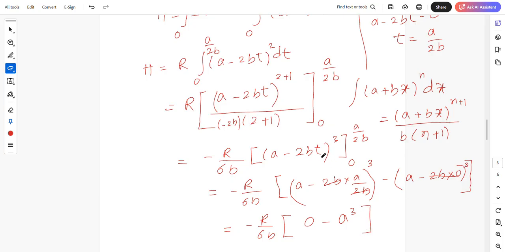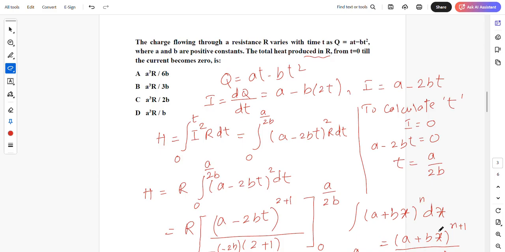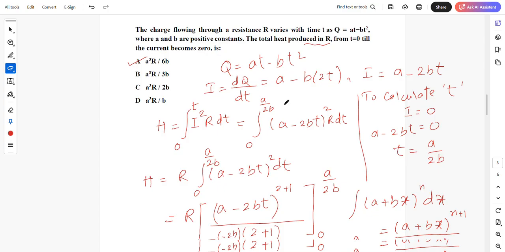This is 0, a cube, right? To the power of 3 is there, therefore I have to substitute the value of t here with power raised to 3. Now that is equal to minus into minus plus ಆಗುತ್ತೆ, plus a cube R by 6b ಆಗುತ್ತೆ. A cube R by 6b is the right answer. That is the heat produced. Total heat produced in R from t equal to 0 till the current becomes 0 ಅಂದರೆ a cube R by 6b is the right answer. Hope you understood this. Very interesting sum.